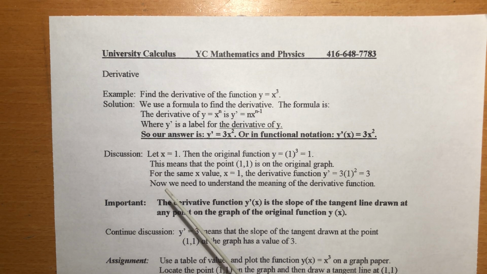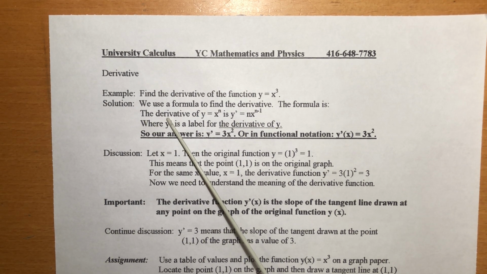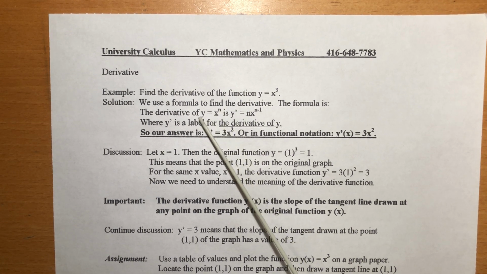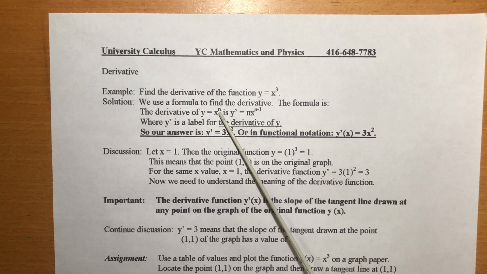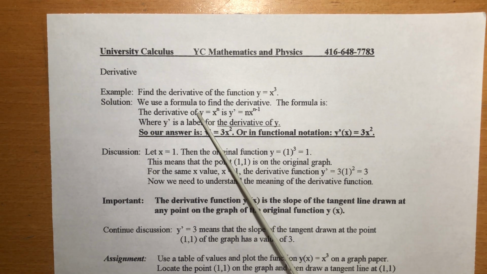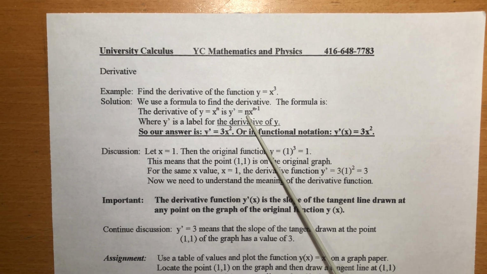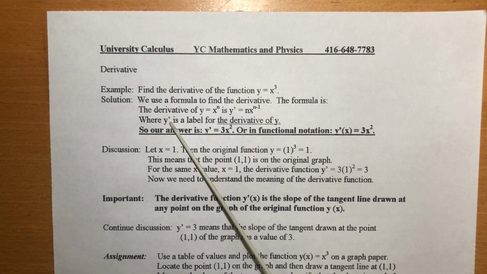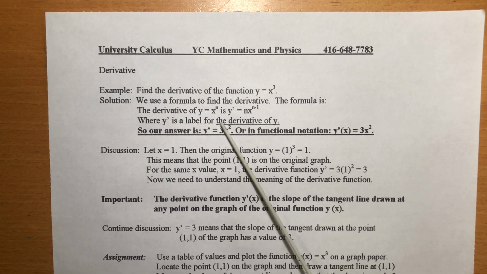The formula is this. The derivative of y equals x to the power n, this is a general power function. What is the derivative of this function? The answer is this. The derivative is n multiplied by x to the exponent n minus 1. This y prime represents the derivative of y. It's just a label.